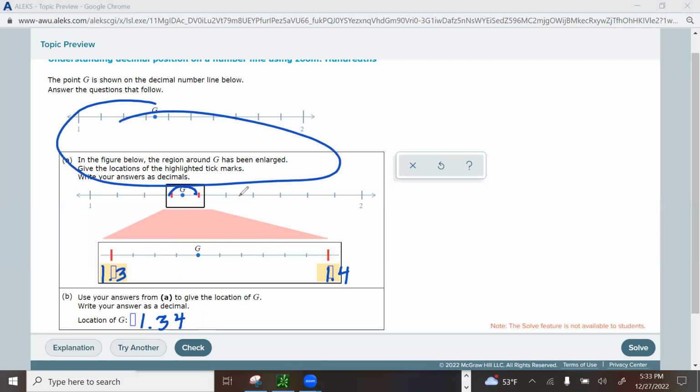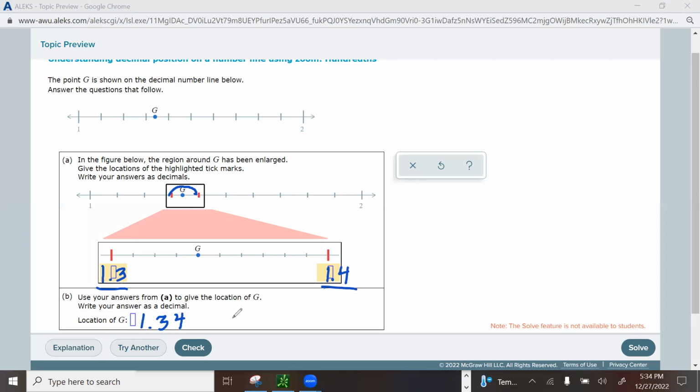So on these first two pictures, we were looking at tenths. But in the second picture, we were looking at what was going on in between the tenths. In other words, we were looking at hundredths. Okay. And that is just a little bit more to help you understand tenths and hundredths and number line and all that.